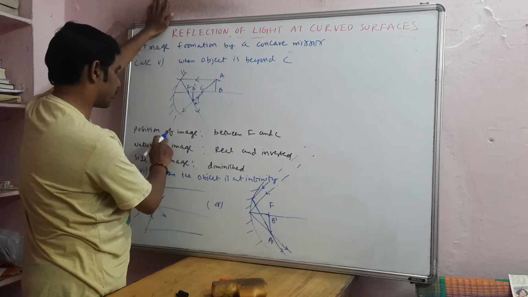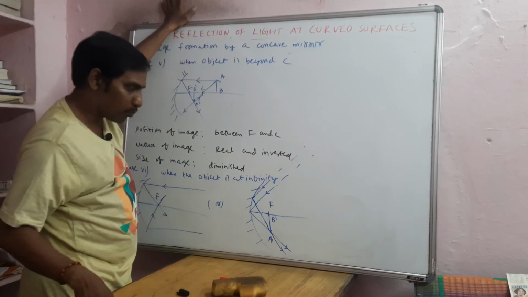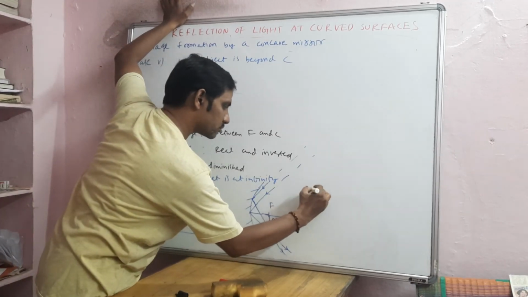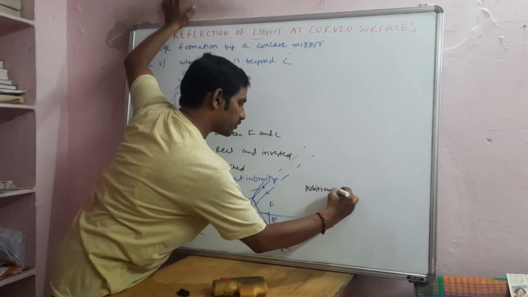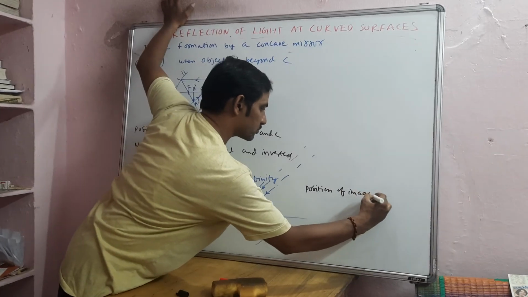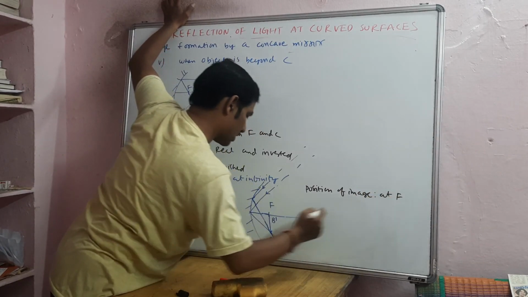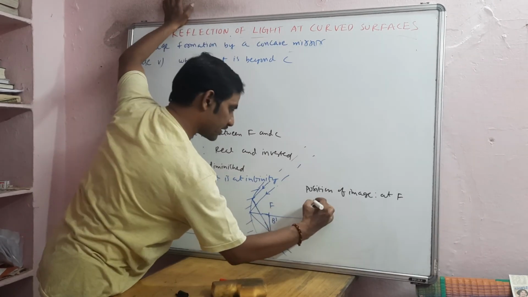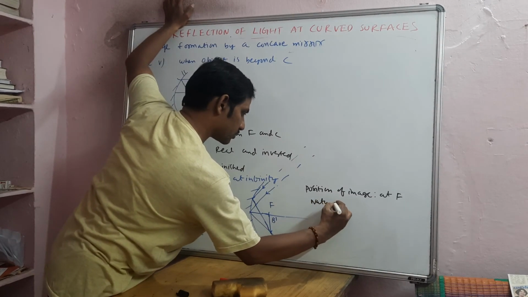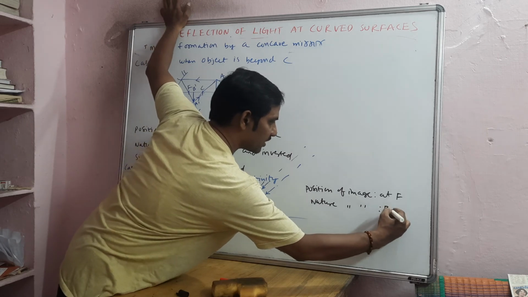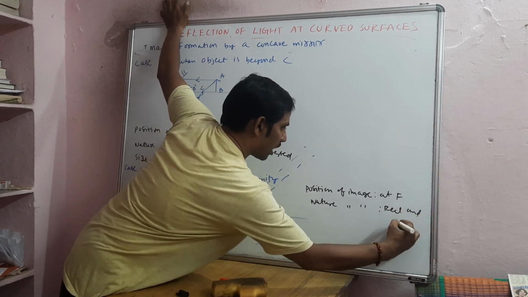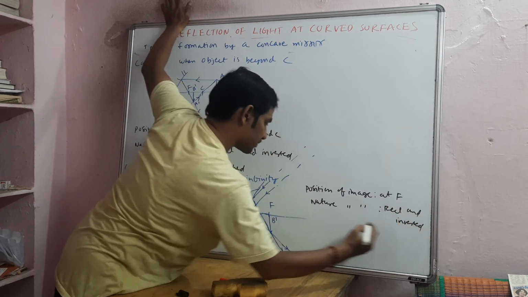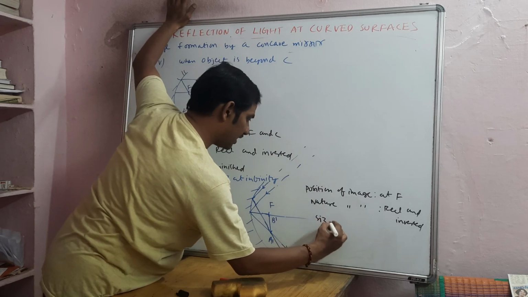Now what is the position of the image? You have to write like this: position of image is at F, at the focal point. The nature of the image is real and inverted, and the size of the image will be highly diminished.